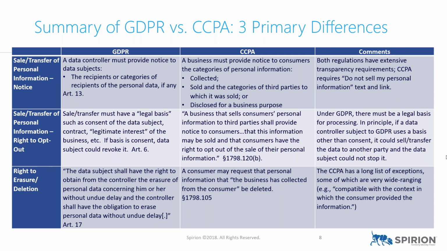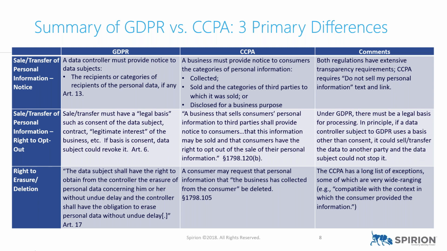CCPA is a rough equivalent. You'll update your privacy statement on your website or wherever you're collecting the data, and you will essentially say what information you are collecting, what information is being sold to third parties, and which information is being disclosed for a business purpose. So it's a different way of articulating perhaps a lot of the same information. Essentially, both these statutes have very extensive transparency requirements. I think the big difference is that CCPA says you have to have a link that says, do not sell my personal information, on your website somewhere, presumably someplace easy to find, otherwise it's not going to help you. So that's a big difference in terms of sale or transfer of personal data.